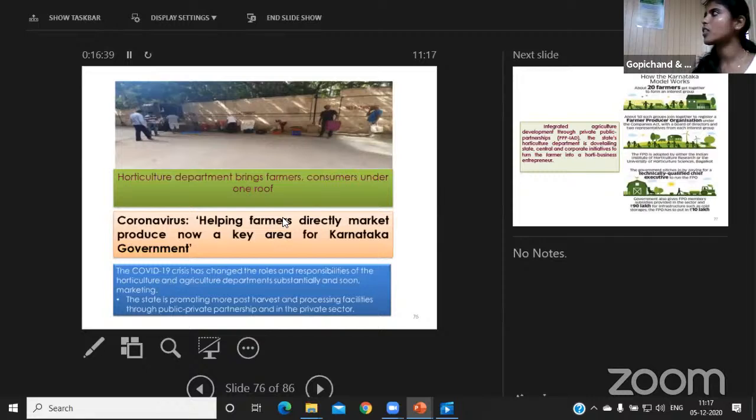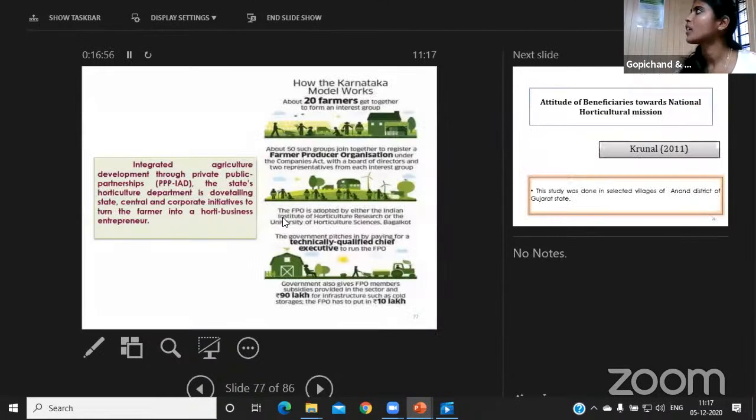Horticulture, and also in Karnataka, the horticulture department brings farmers and consumers under one roof. And during the coronavirus pandemic period, the state government felt that we need to promote post-harvest and processing facilities through public-private partnership and also in the private sector.